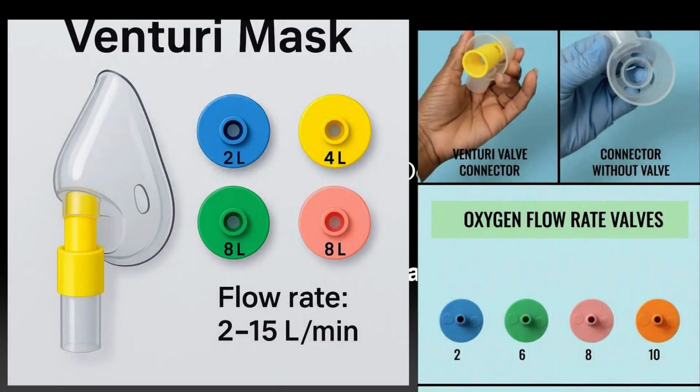Venturi mask. This is a special mask that provides the most precise oxygen delivery without intubation. It works by mixing a specific amount of oxygen with room air using color-coded adapters for accuracy. The flow rate usually ranges from 2 to 15 liters per minute. It varies based on the setting. Fun fact: it's often used for patients with COPD who need precise, controlled oxygen delivery.